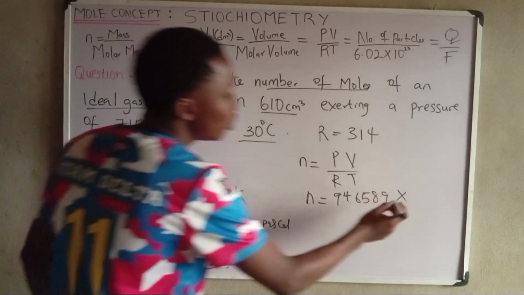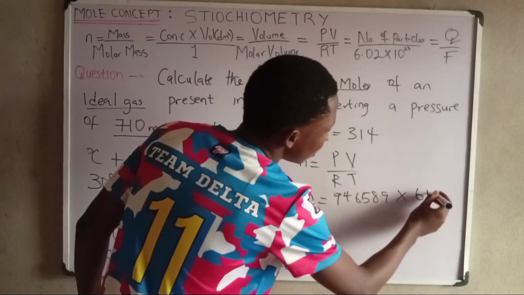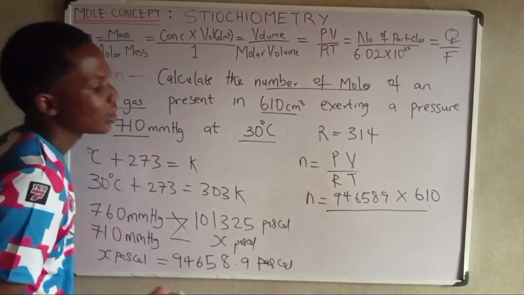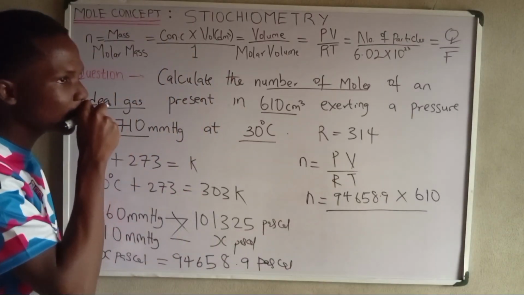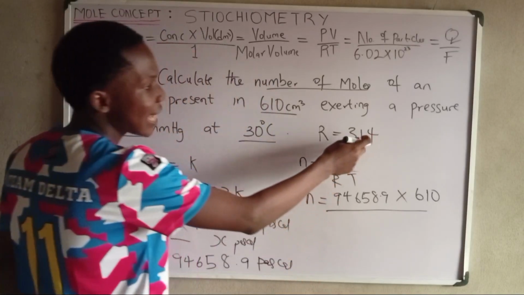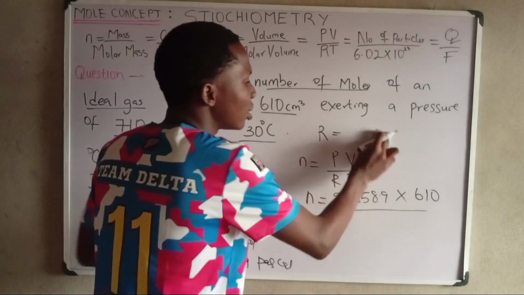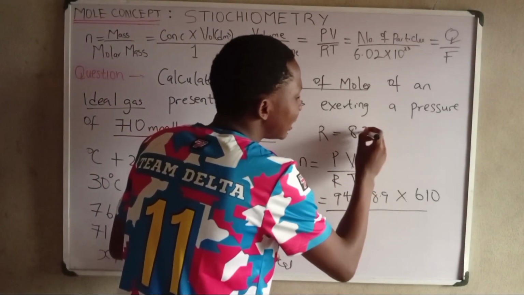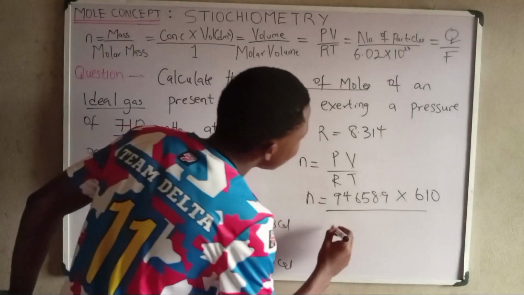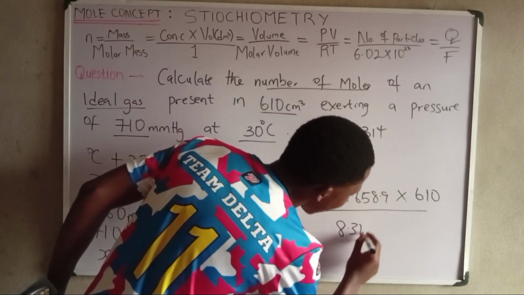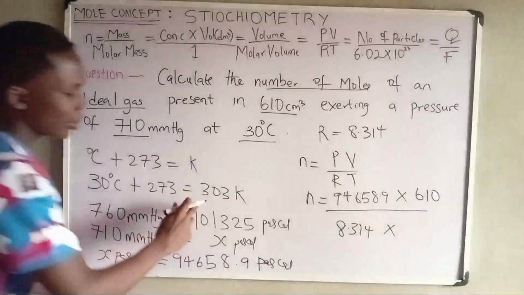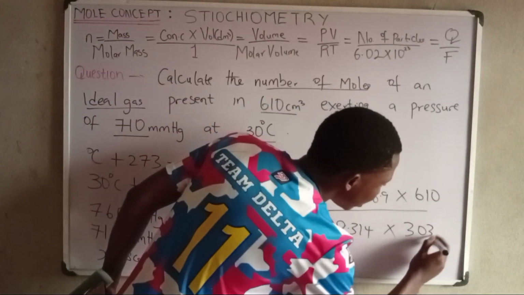Our volume. Our volume is what? 610 cm cube, over what? Divided by what? Molar gas constant. Now by using this guy, the value we are using is 8.314, right? So our molar gas constant will be 8.314 multiplied by what? Our temperature. Where's the value for our temperature? We've converted it to Kelvin, 303 Kelvin.